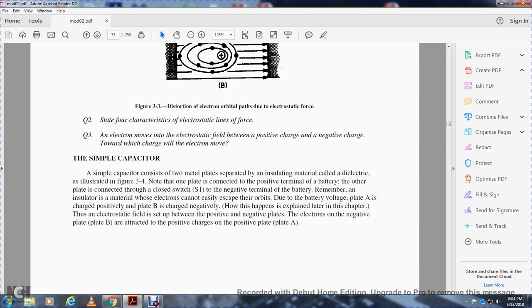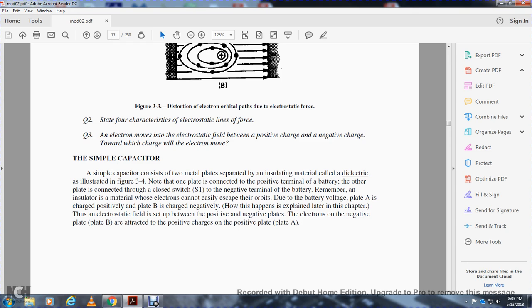Simple capacitor. A simple capacitor consists of two metal plates separated by an insulating material called a dielectric. This is illustrated in figure 3.4, with a note that one plate is connected to the positive terminal of the battery and the other plate is connected to the closed switch or the negative terminal of the battery. Remember, an insulator is a material whose electrons cannot easily escape. These orbits do not break. From the battery charge, plate A is charged positively and plate B is charged negatively.